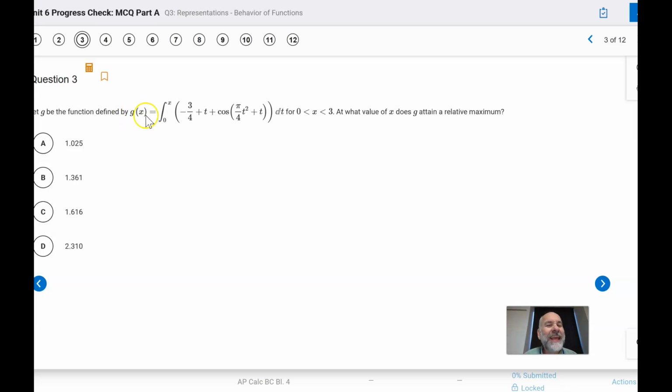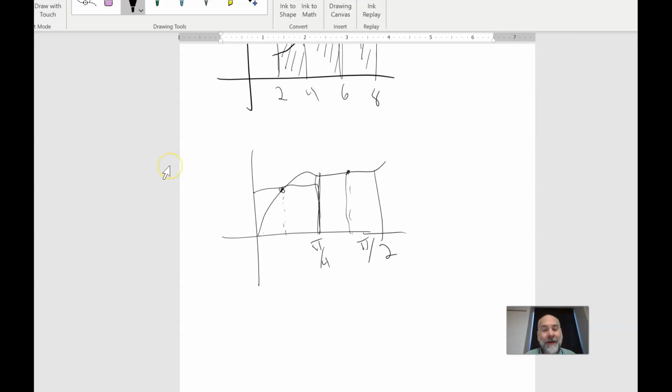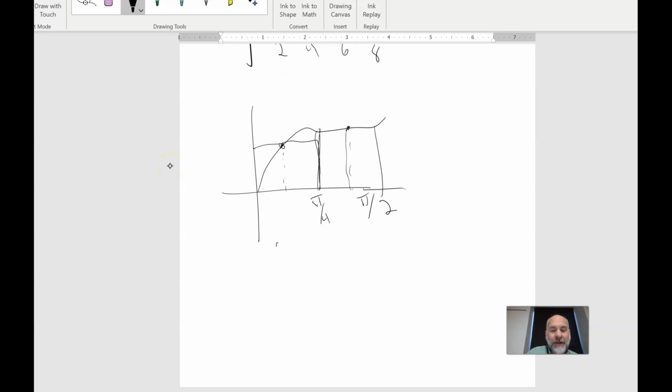So g is the area from 0 to x. If you think about it, I could say a few things that we might see on this one. Imagine that it was always positive between 0 and 3.